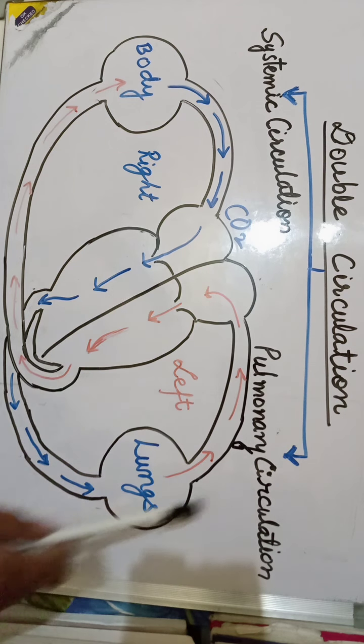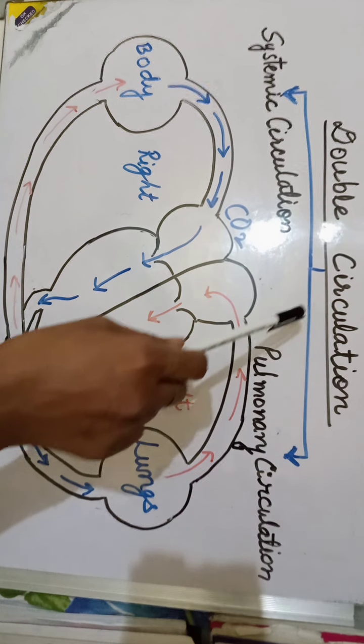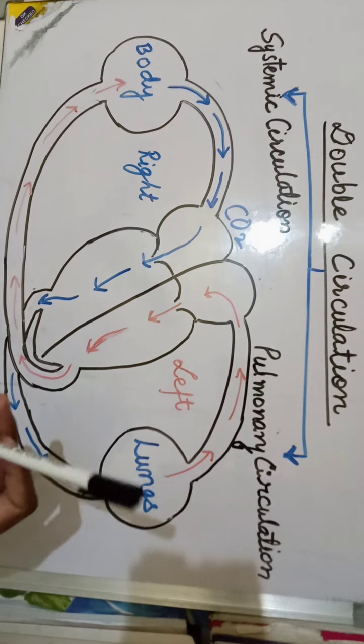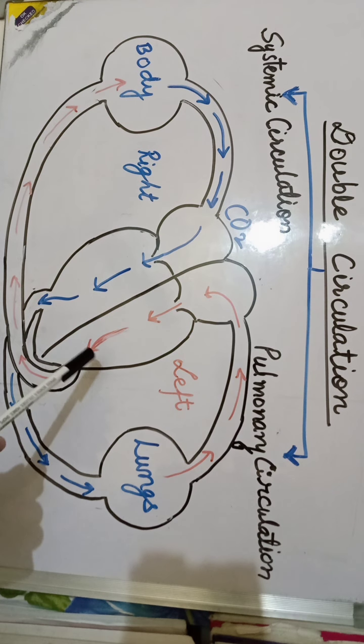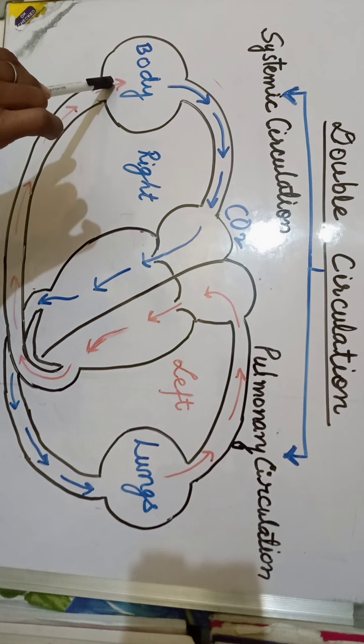With the help of this diagrammatic sketch, we can understand what double circulation is and what are these two components of the double circulation. The oxygenated blood from the left ventricle leaves the heart by the aorta, and the aorta takes this oxygenated blood to different body parts, the upper and the lower body parts.